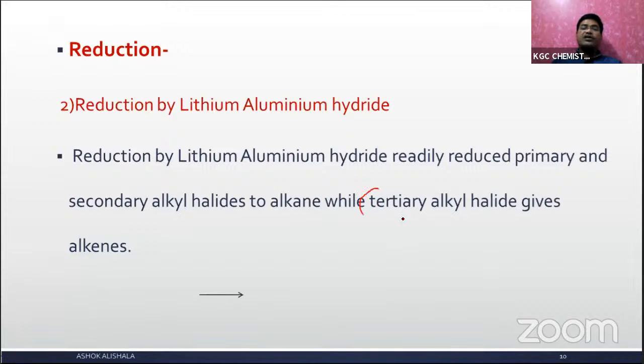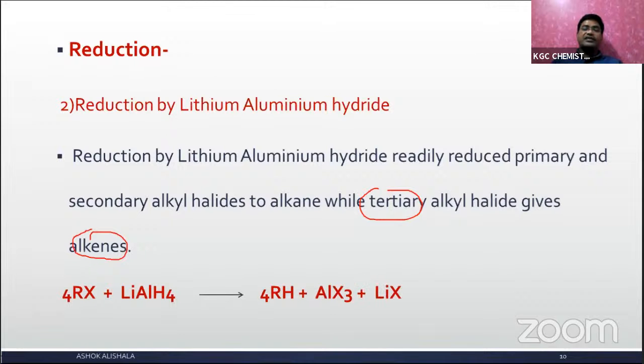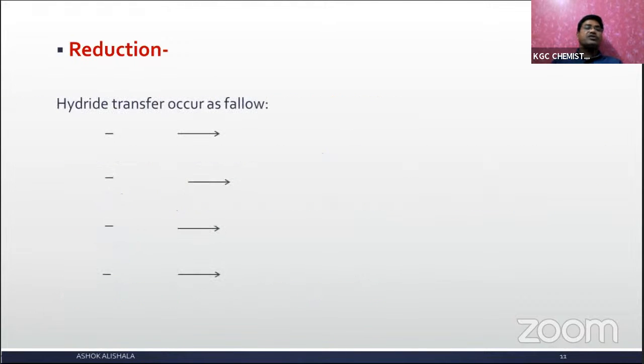The tertiary alkyl halides will give the compounds called alkenes. Now let us take this one, alkyl halide with lithium aluminum hydride. This also produces nascent hydrogen, and that will give the alkane. See, this is the case. Some examples, hydride transfer occurs as follows.